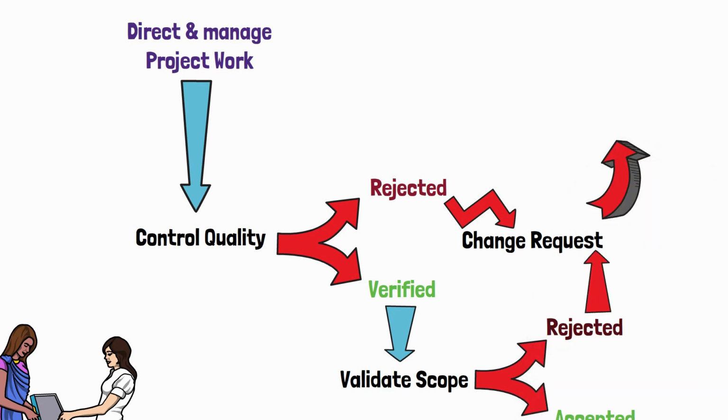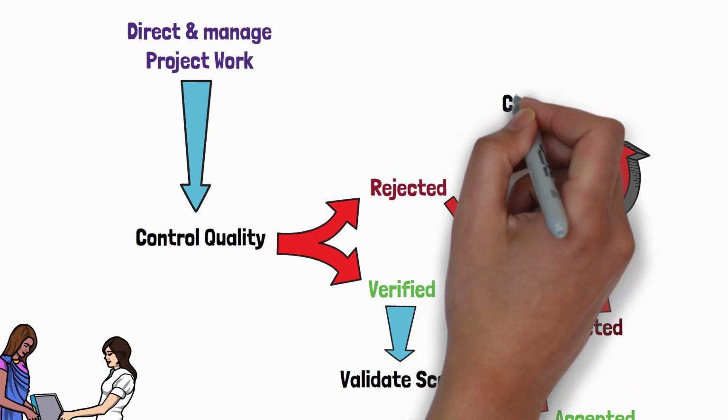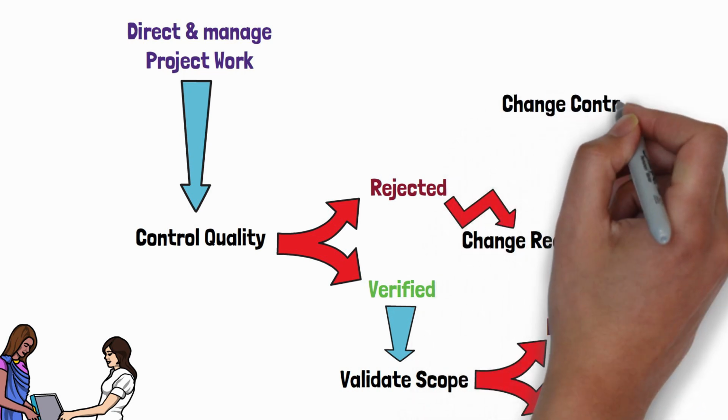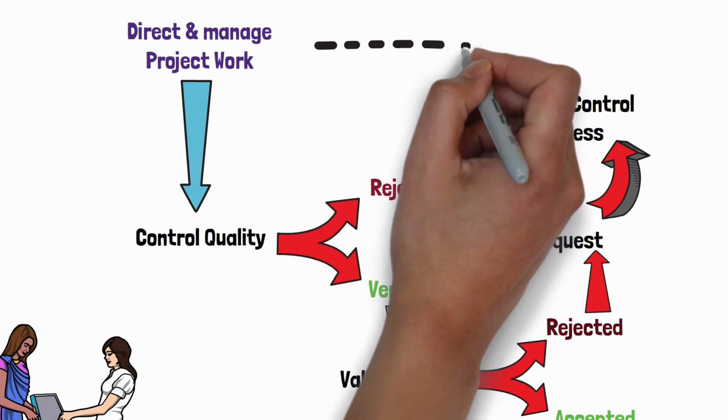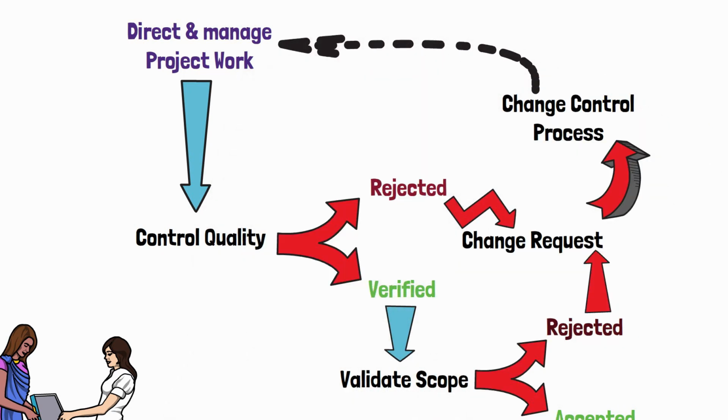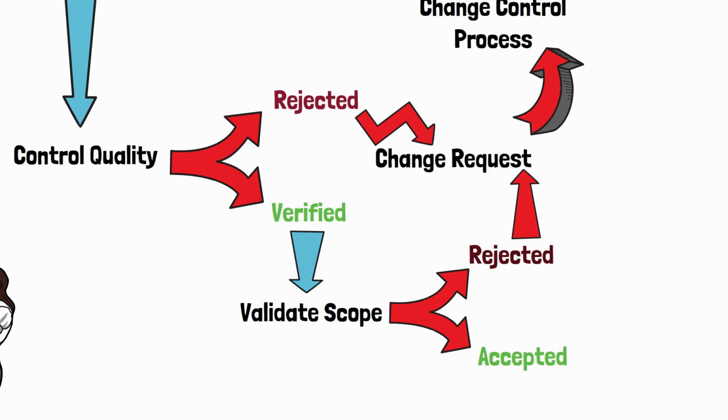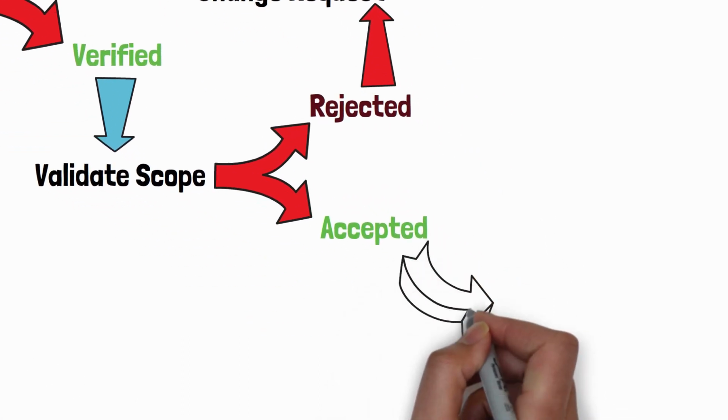We'll be discussing more about CCB in our next video, which is a very critical process, a critical flow during the PMP exam. The change control process, or the CCB, will be approving or denying your request. The approved ones go back to manage project work.